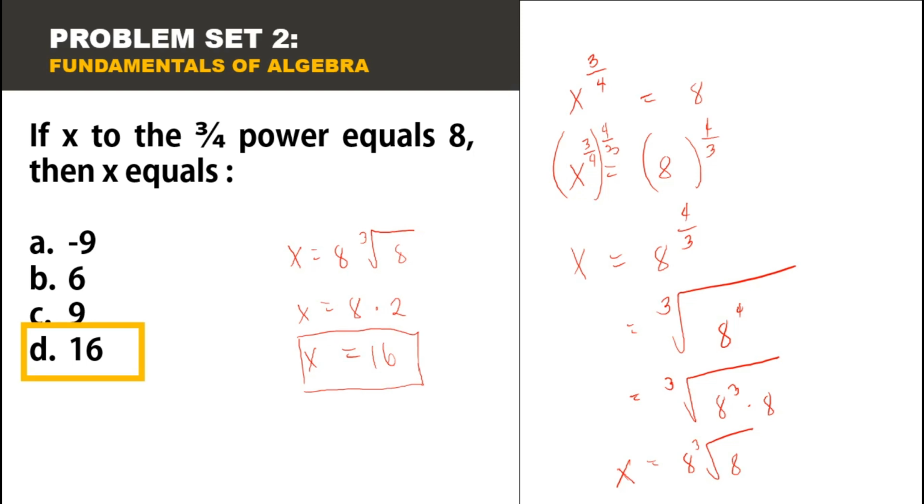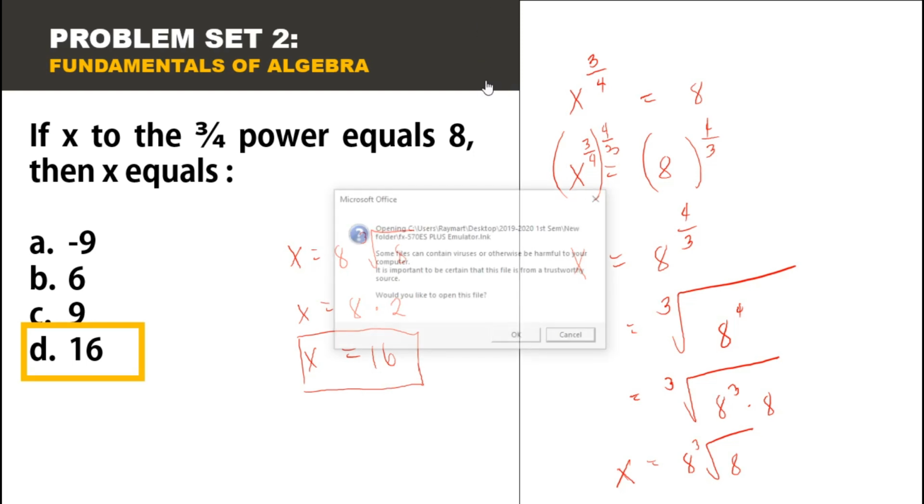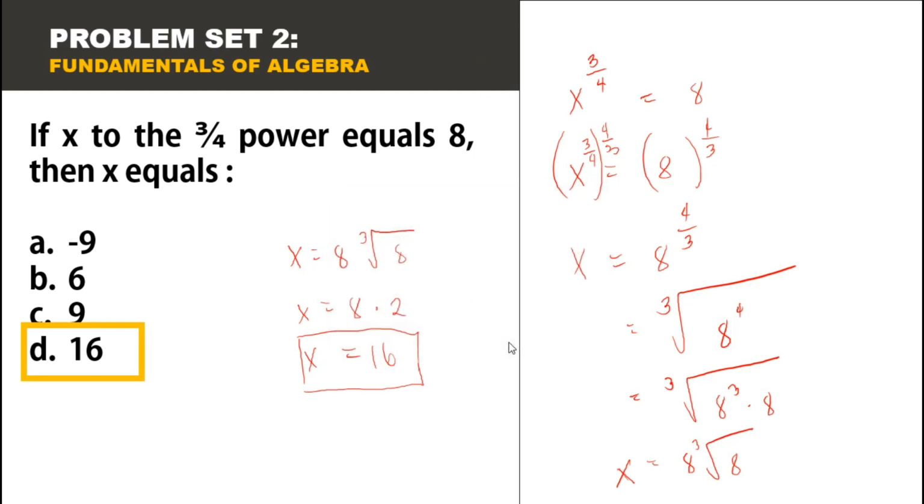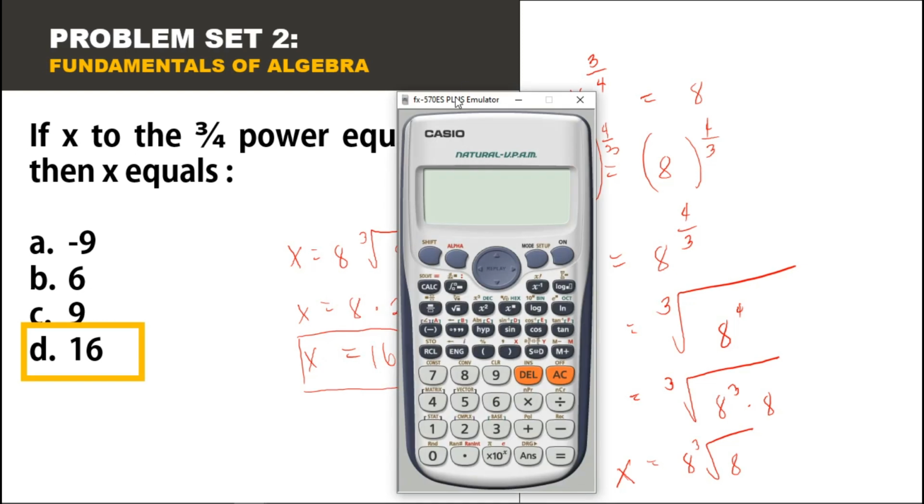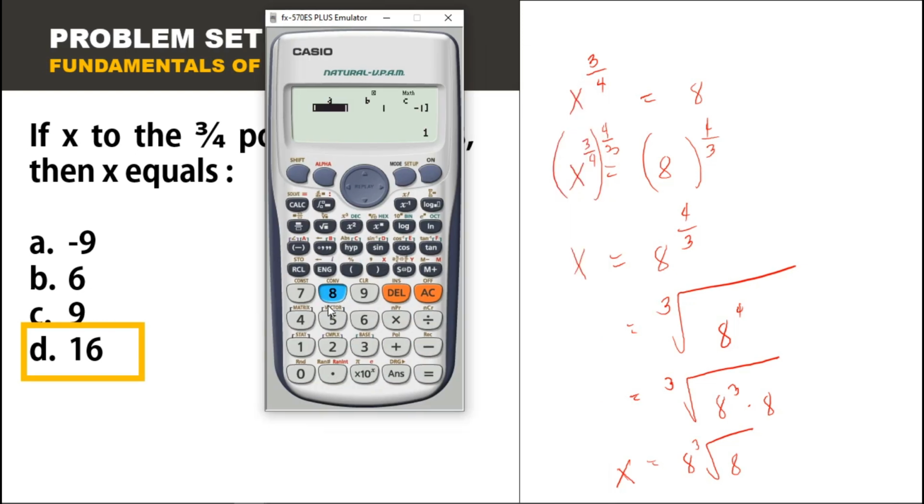Or you can use your calculator to solve this automatically. So you have 8 raised to 4 thirds.